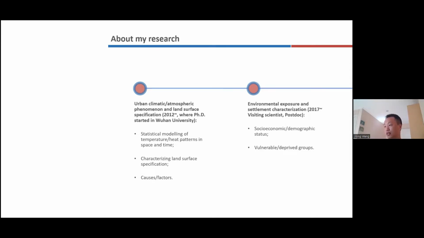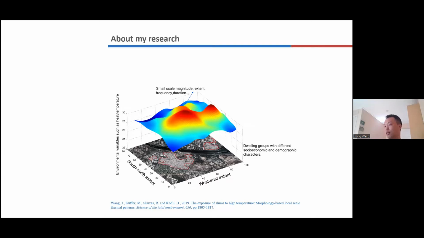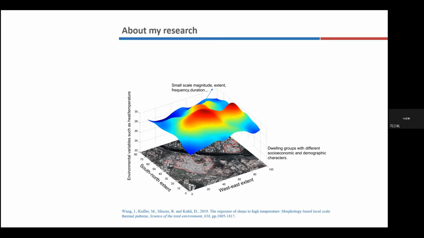After that, I started my postdoc research in the Netherlands, plus one year as a visiting scientist at ITC, where I also started to focus on something on the ground. Apart from modeling atmospheric or climatic variables, I started trying to understand how different people are exposed to these different environmental variables. My research is framed by a small scheme with two basic components of information. One is the environmental or atmospheric variables, which we obtain through statistical modeling. The other is to derive information or knowledge about how different people are distributed over the city in terms of their socioeconomic status and demographic characteristics.